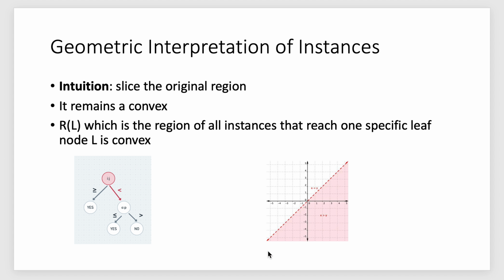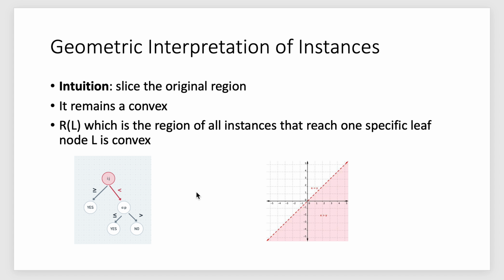One region, in this case, where AI is less than AJ, and another region in which AI is greater or equal than AJ.